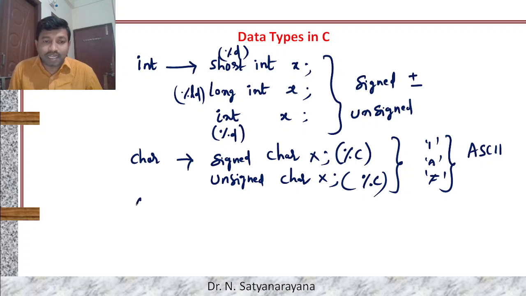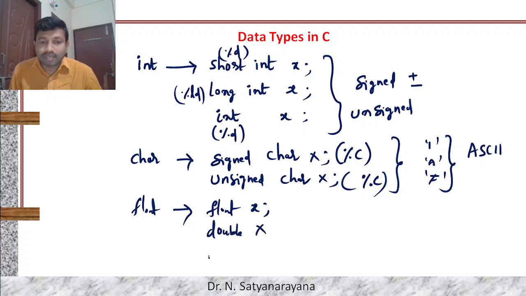In the float, we again have variations. A float can be normal float, float x, or it could be double x, or it could be long double x. I will talk about the memory sizes and the maximum and minimum values that can be used. Prior to that, there are three variants in which you can declare a variable as a real variable.